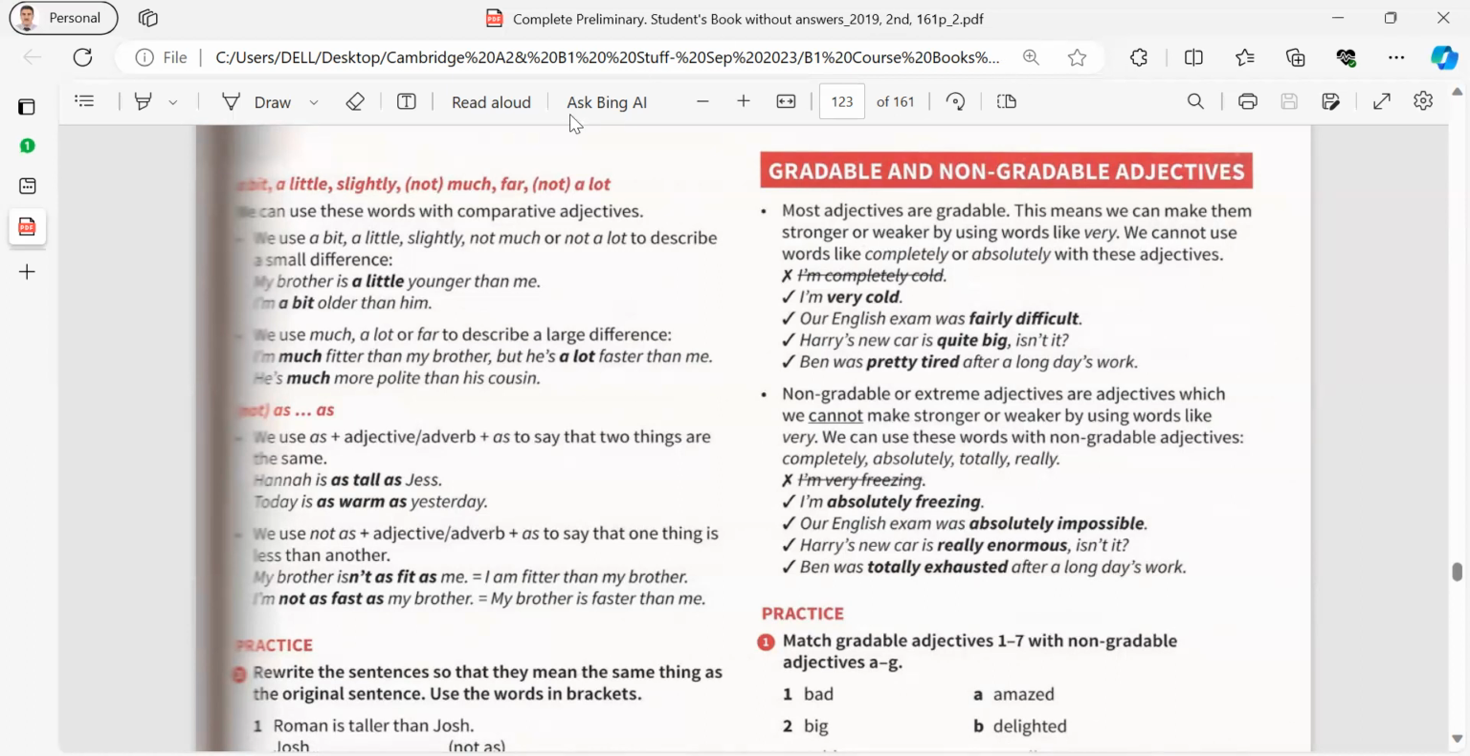We use these words, Nawaf, with comparative adjectives. Okay, with comparative adjectives, you can use these words. For example, he is much taller than me. My brother is a little younger than me. So we use these expressions before what? Before the comparative adjectives. Right?